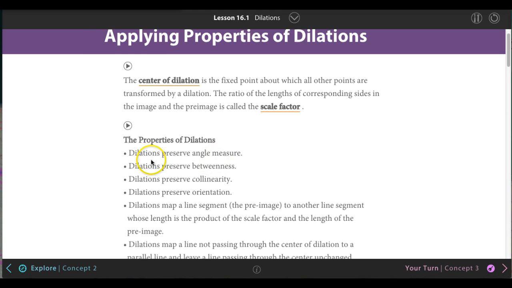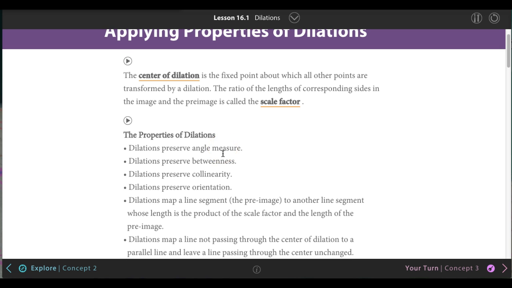Over here, it preserves angle measure. That means the angle stays the same. Dilation preserves betweenness. That just means the space in between stuff should be the same. The ratio is the same. Dilation preserves collinearity. That means the lines.